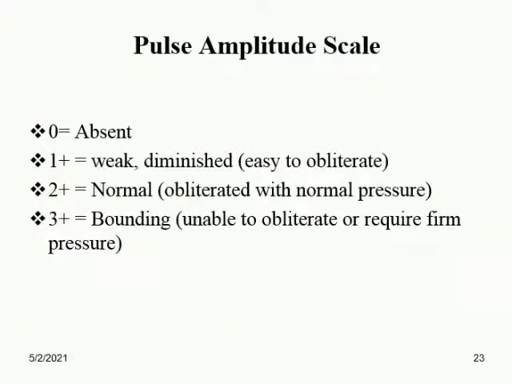This is the pulse amplitude scale. 0 is equal to absent, 1 plus is equal to weak, diminished or easy to obliterate pulse, 2 plus is equal to normal, obliterated with normal pressure, and 3 plus is equal to bounding, unable to obliterate or requiring firm pressure.